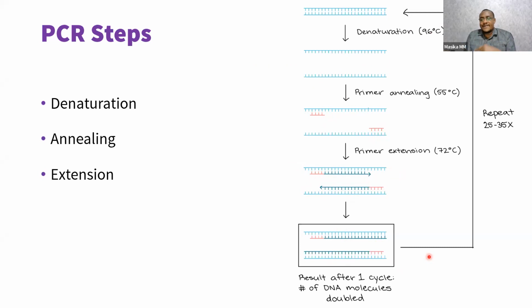This is repeated over and over and over, 25 to 35 times, actually up to 40 times. Whereas you start with only 1 copy of your template, you'll end up with billions, depending on how many cycles you do. I hope that is clear.